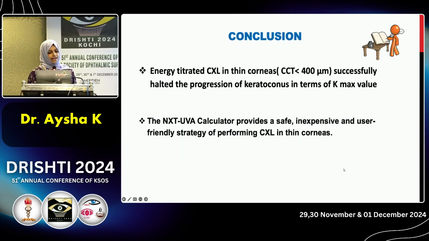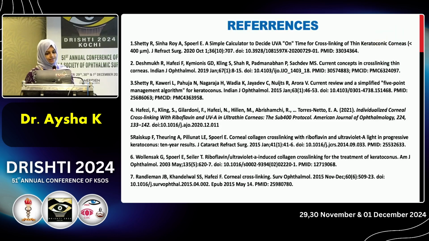To conclude, energy titrated collagen cross-linking in thin corneas successfully halted the progression of keratoconus in terms of Kmax value. The next UVA calculator provides a safe, inexpensive and user-friendly strategy of performing collagen cross-linking in thin corneas. These are my references. Thank you.